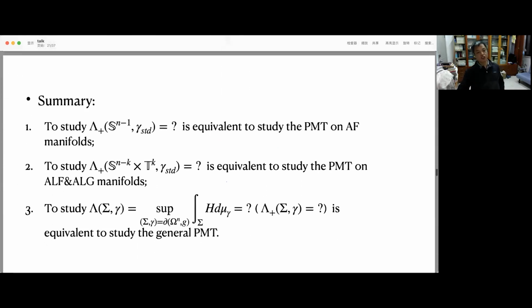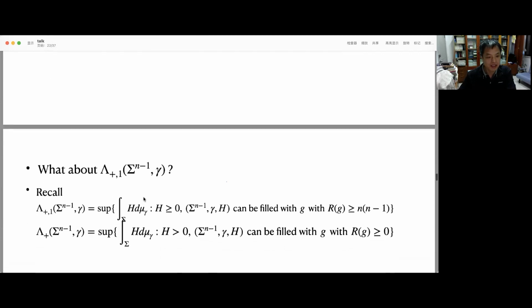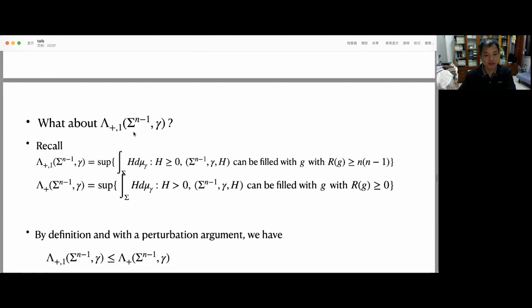Now, here's a summary. So to study lambda plus of the standard unit sphere is equivalent to studying the positive mass theorem on asymptotically flat manifolds. And to study this is equivalent to studying the positive mass theorem on asymptotically ALF manifolds. ALF means asymptotically locally flat, and or ALG manifolds. So to study these ones, general lambda of a general Riemannian manifold is equivalent to studying the general positive mass theorem. I know nothing on this actually. Okay. So how about lambda plus ones? Here lambda plus one means it has positive scalar curvature fill-ins.